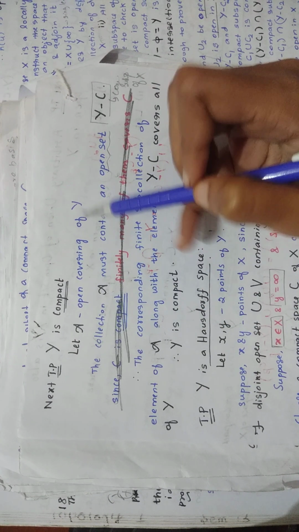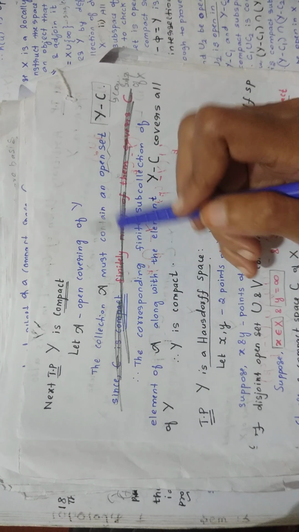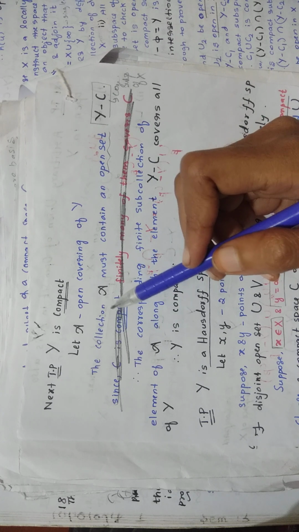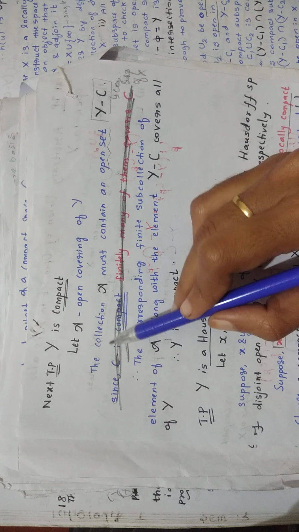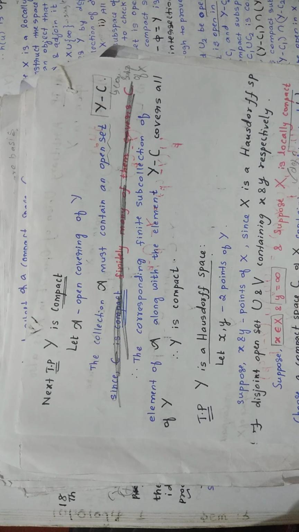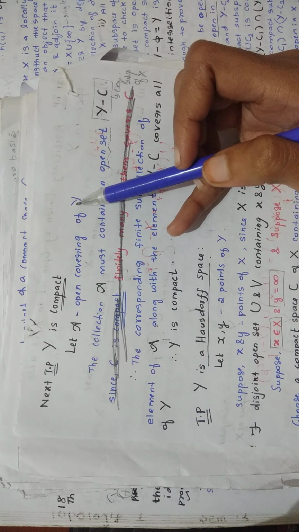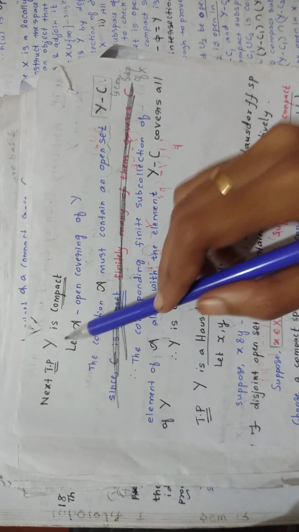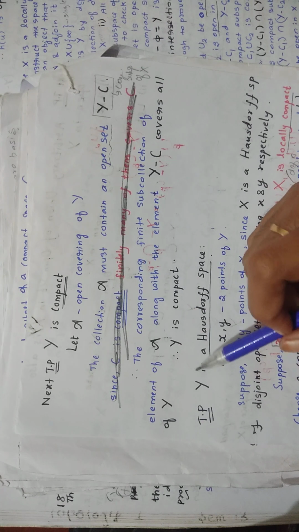Let script A be an open covering of y. Now the collection script A is an open covering of y. It means an open set of y. Open set of y will be in this format, right? So the collection script A must contain an open set y minus c, because it's an open covering of y. So it's an open covering of y means the open set in y will be in y minus c format. Therefore, the collection script A must contain an open set like this. That is how we are writing.